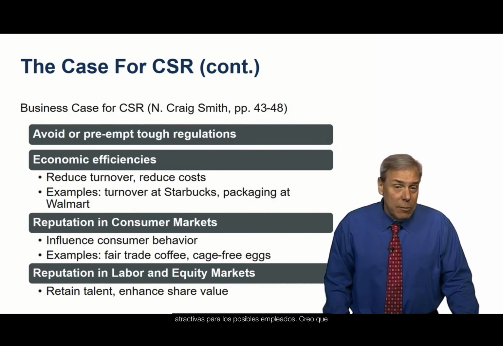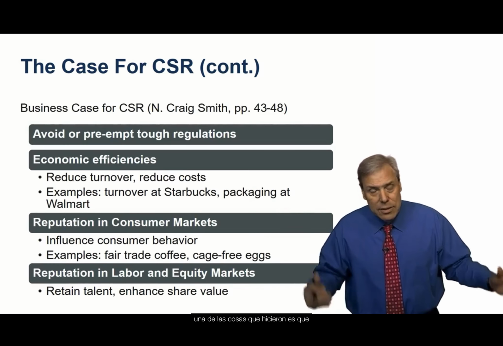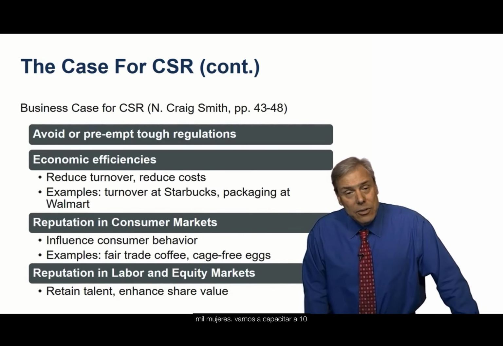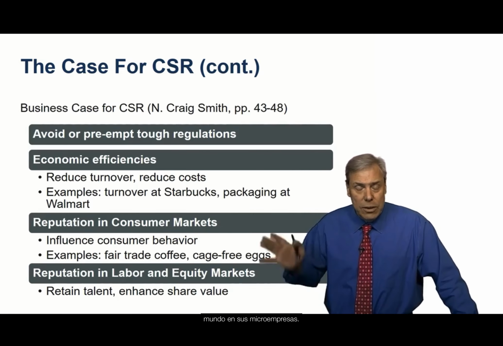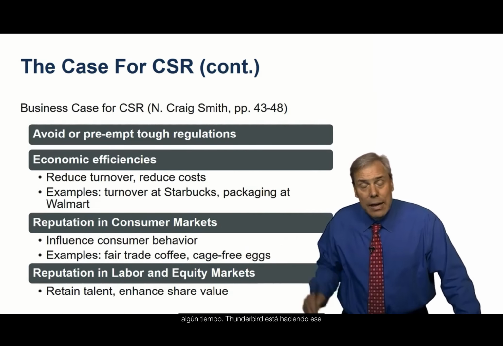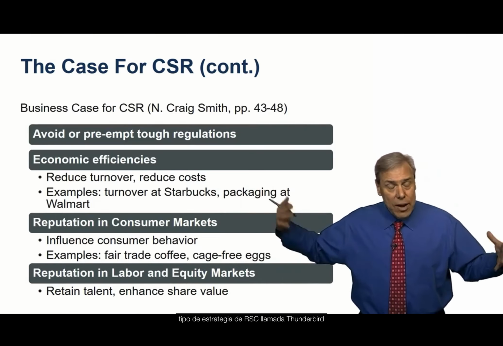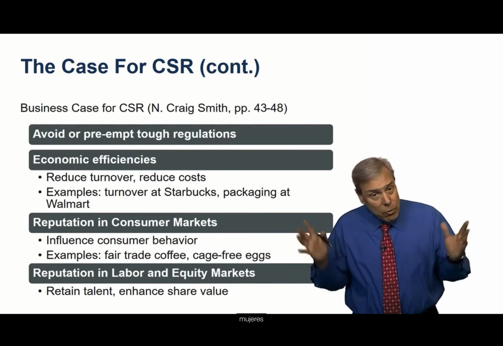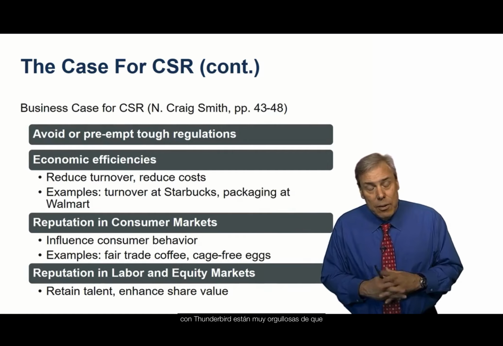Or sometimes, you might find a company that does these kinds of things because it'll make them more attractive to prospective employees. I think Goldman Sachs started a program called 10,000 Women. We're going to train 10,000 women entrepreneurs all over the world in their micro businesses. Thunderbird was involved with that for some time. Thunderbird is doing that kind of thing. Thunderbird has its own CSR strategy called Thunderbird for Good, where we actually train women entrepreneurs all over the world. And people that work with Thunderbird are very proud of that.